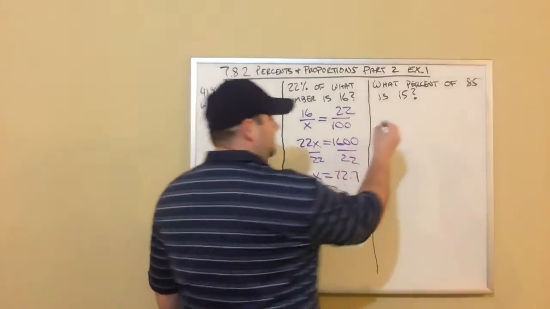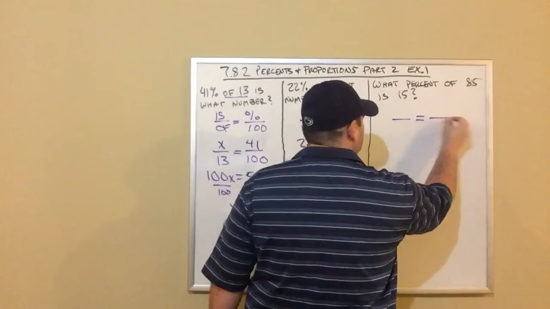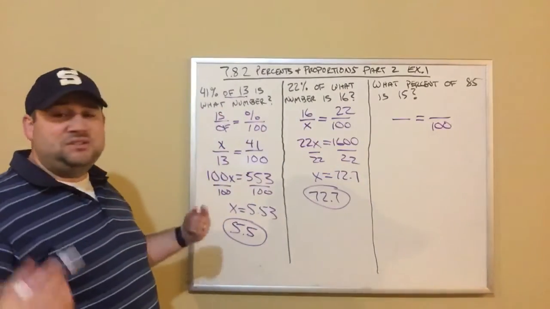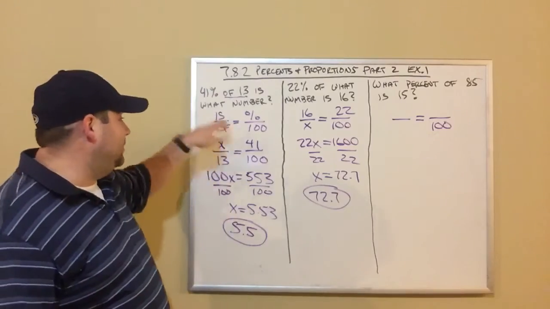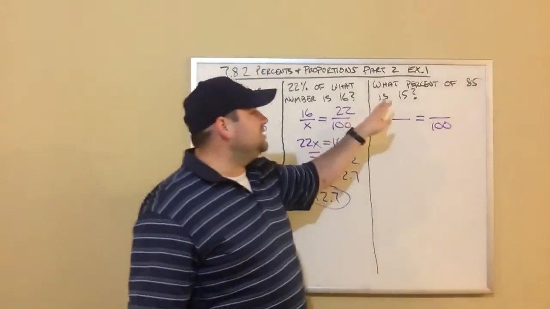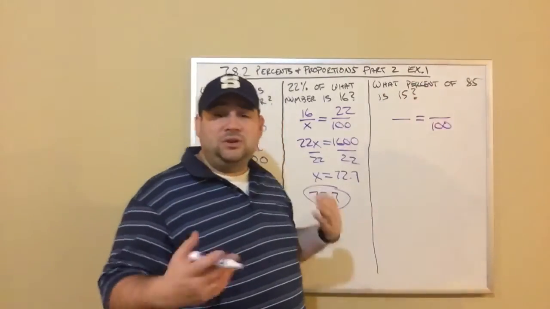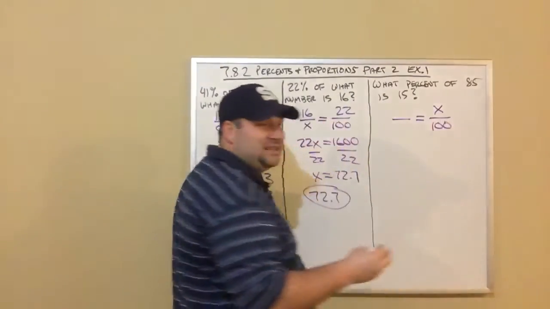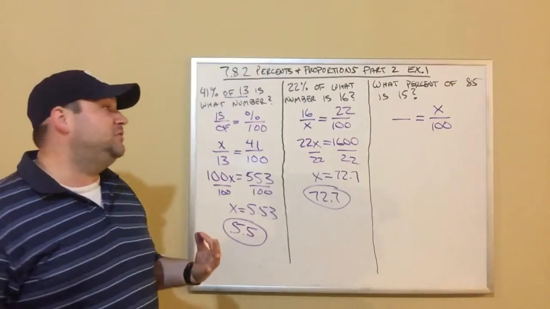So first thing I'm doing is setting my proportion. I put 100 on the bottom right. Next, I like to find the percent. You know, we did that in these first two. But I look at this one, it says what percent. We don't know the percent. So in this one, the X actually goes in the percent spot because that's what I don't know. That's what we're trying to find.